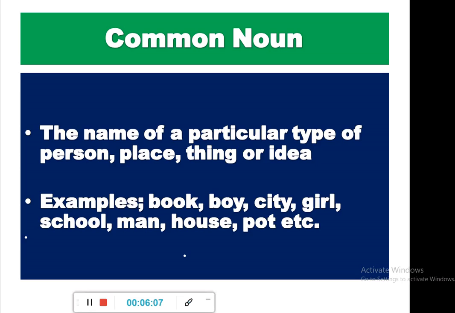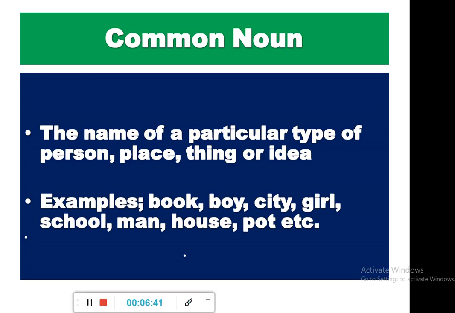All the members in that type or group or class of things or persons have that name in common. If you have a class and you ask all the girls to stand up, then all the young female students will stand up. All right? But if you say Mary sit down, only Mary will sit down.